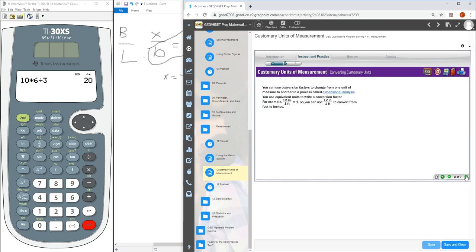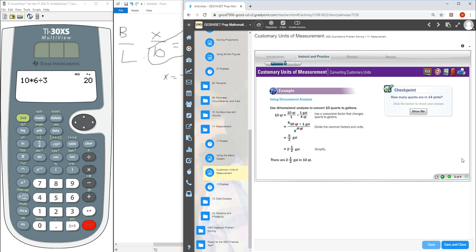Here we go. Let's look at this. How many quarts are in 14 pints? If 2 pints equals 1 quart, then 14 pints equals 7 quarts. And the answer is 7 quarts. But let's go ahead and prove that. We know 3 things: 2 pints equals 1 quart, and we know 14 pints, but we don't know what that equals. So we're going to pretend we don't see that 7 there for right now.